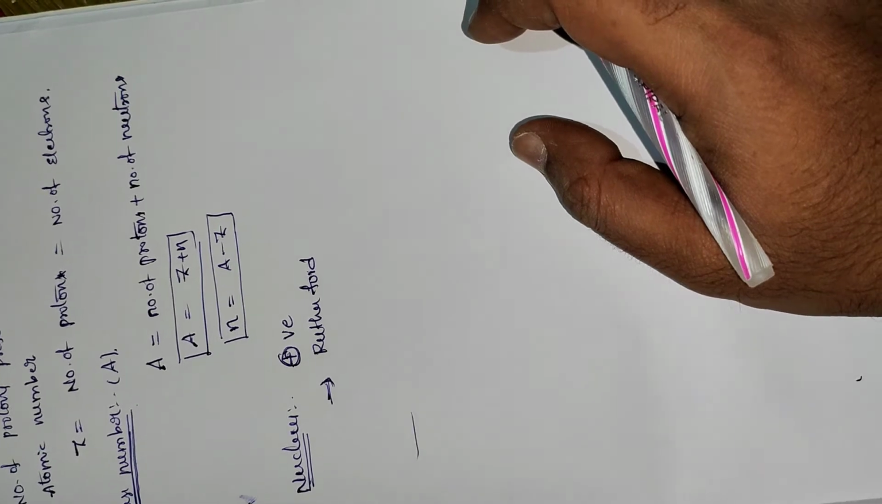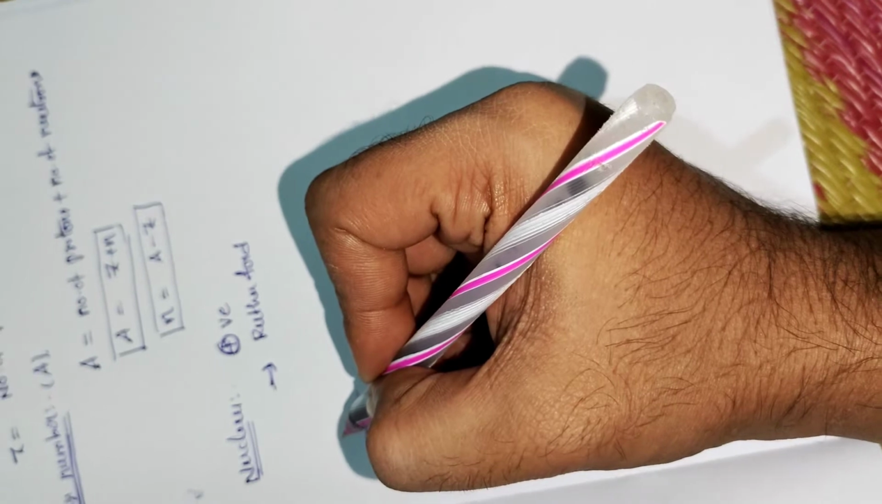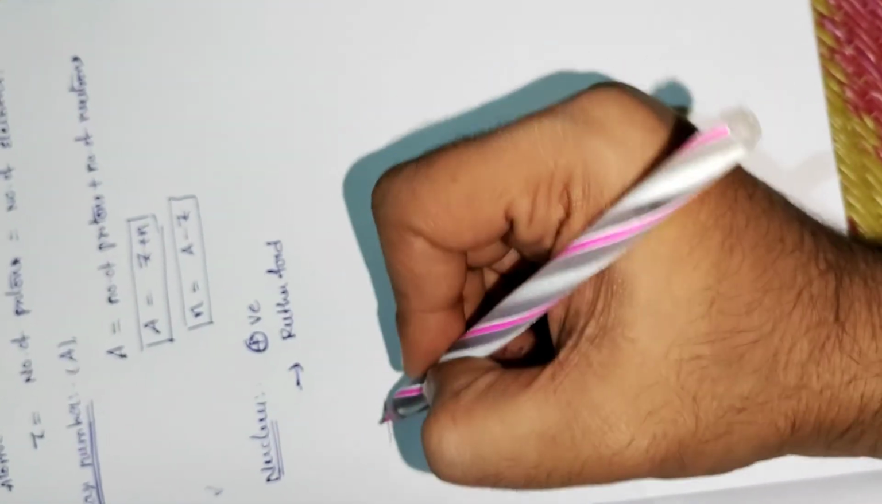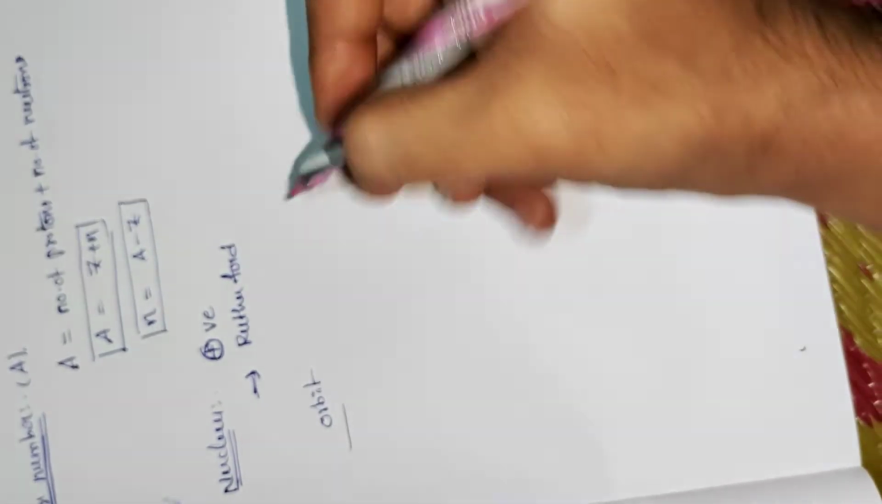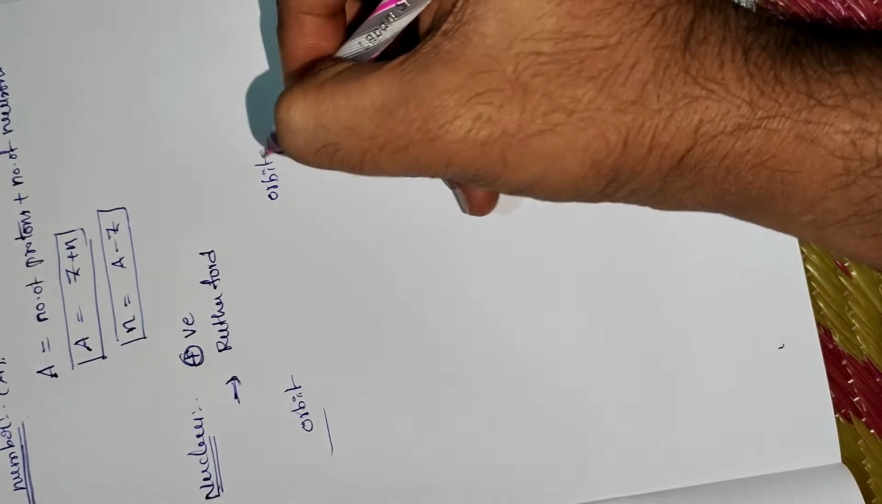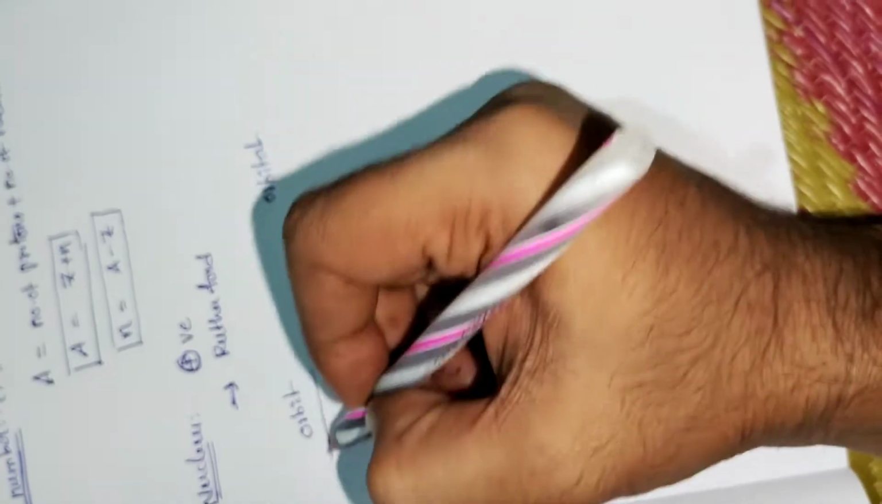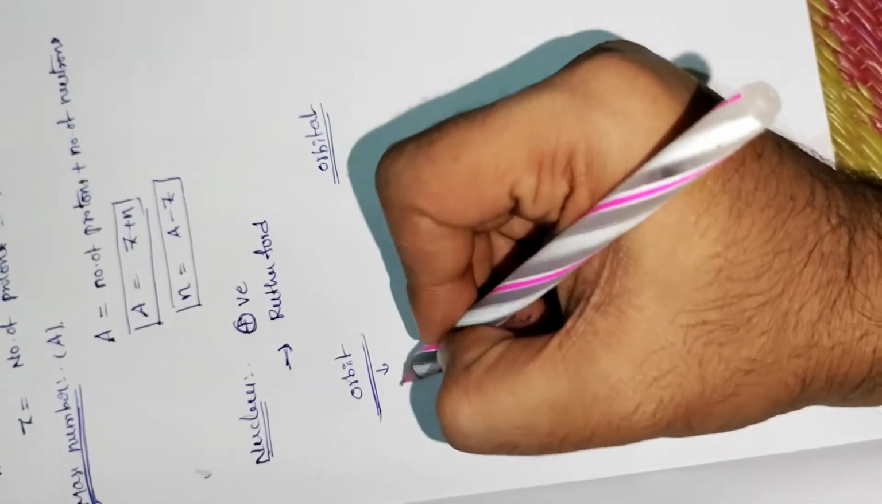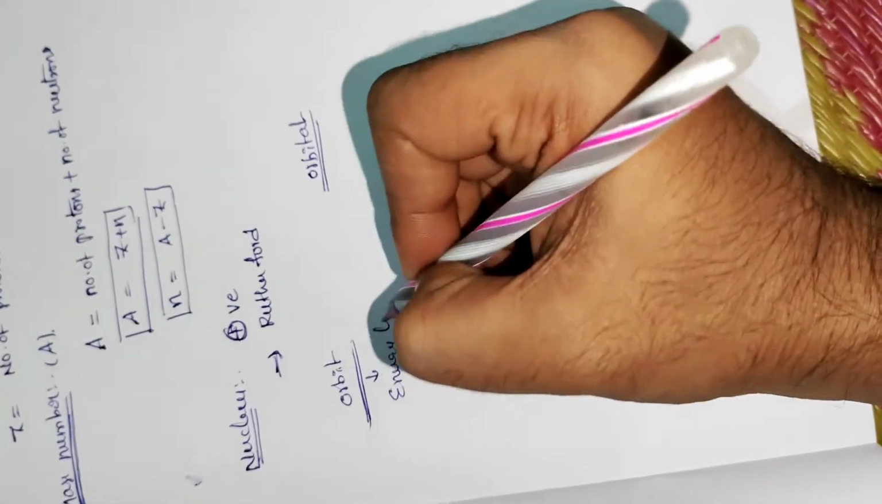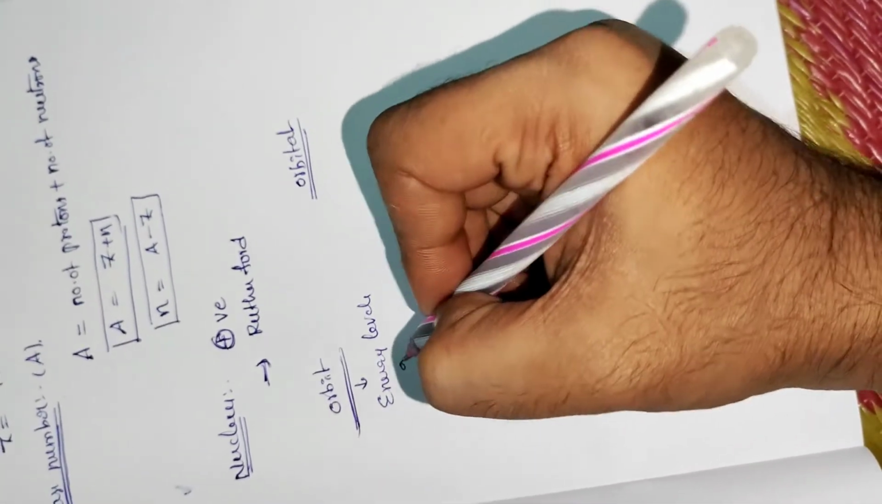Protons and neutrons. Next, we are going to discuss the orbit versus orbital. What is meant by orbit? What is meant by orbital? Orbitals are also called energy levels or shells.